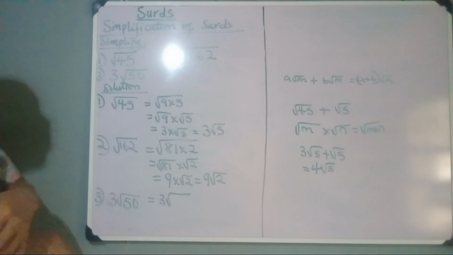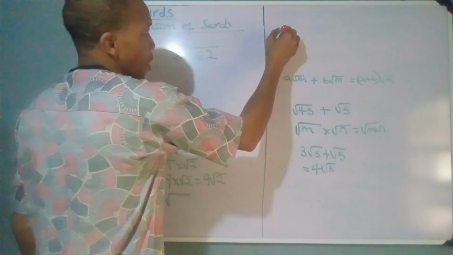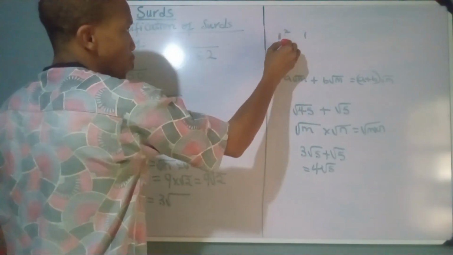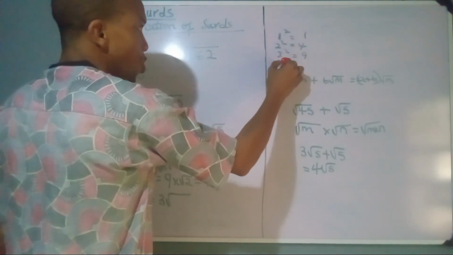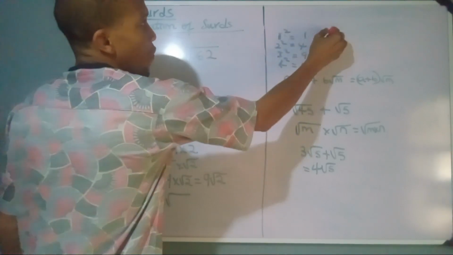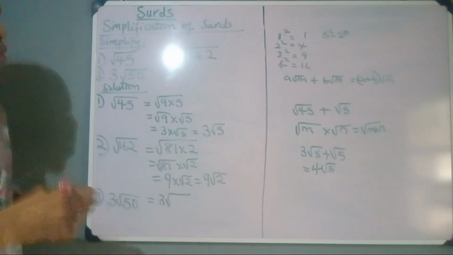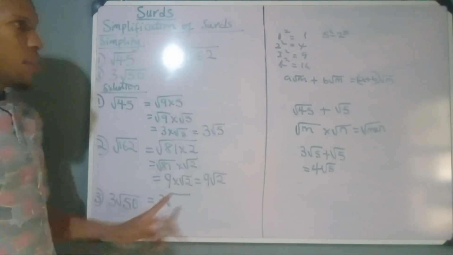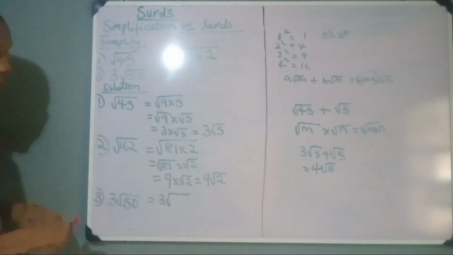We ask ourselves, which perfect square can actually divide 50? You know, perfect squares are numbers you get when you multiply whole numbers by themselves. Like 1 squared is 1, 2 squared is 4, 3 squared is 9, 4 squared is 16, 5 squared is 25. So if you look at it, excluding 1, 4 cannot divide 50, 9 cannot divide 50, 16 cannot divide 50, but 25 can divide 50. So we go with 25.